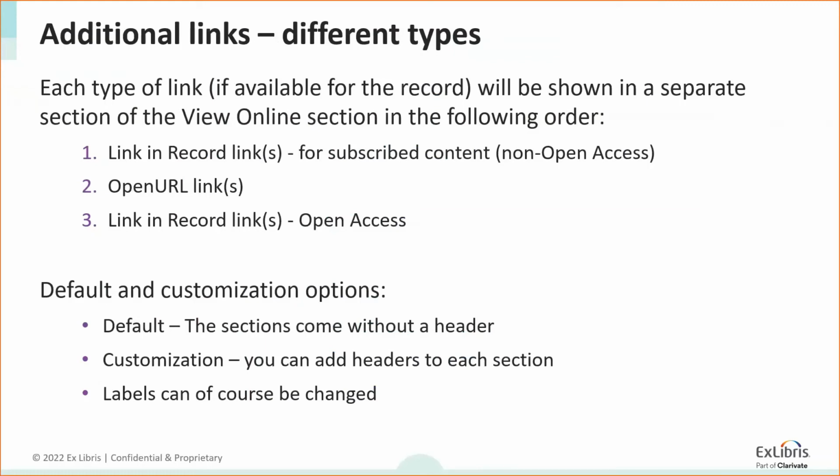We do have some customization options, and these are listed here in the slide. First of all, the sections, the different types of links, OpenURL versus open access versus subscribed content, do not come with a header. But you can, if you want, add a header to each of the sections by adding labels in your back office. And of course, the labels like show more and show less can also be customized and changed. So these are the customization options.